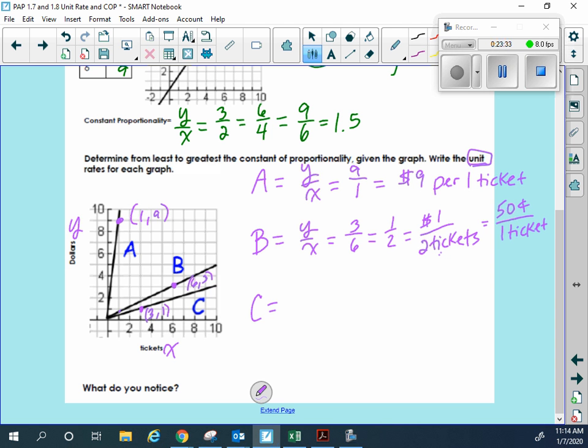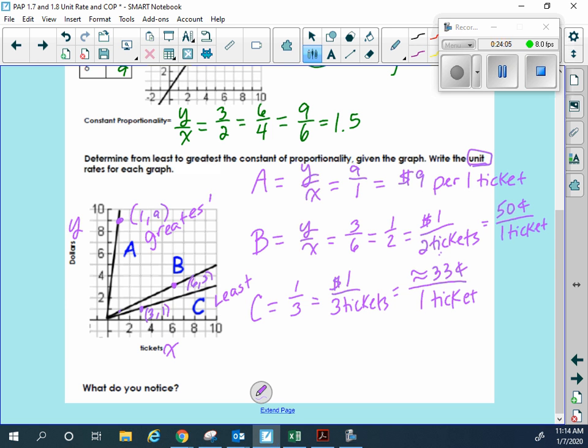Okay, so for C, I got 1/3, which really means $1 for every 3 tickets, which would be about 33 cents per ticket. Okay, and so now we want to rank them from least to greatest. So which one is the least? C is the least, and A is the greatest.